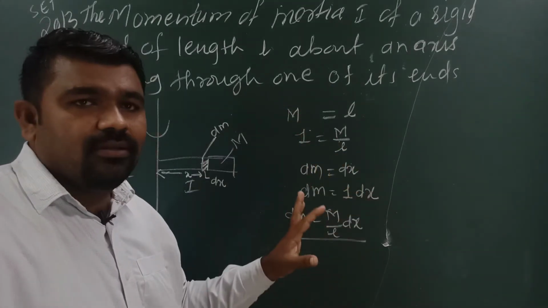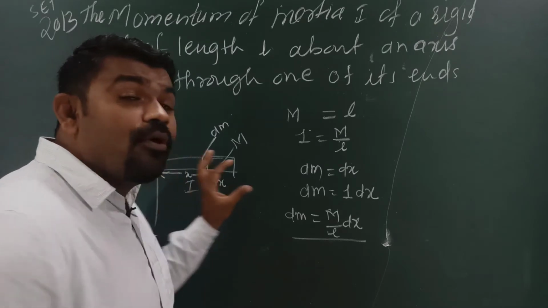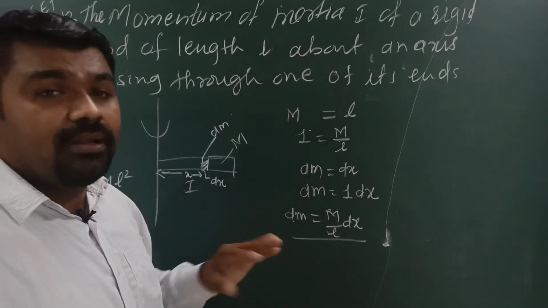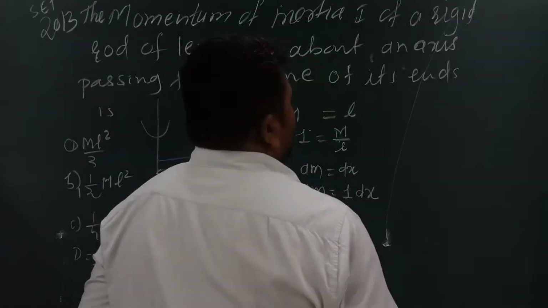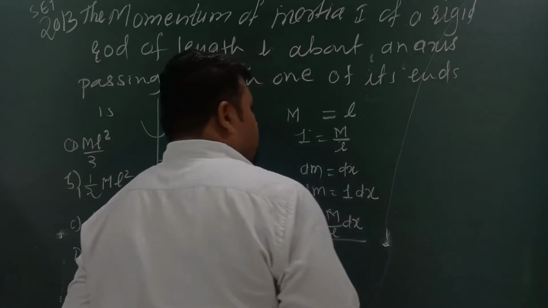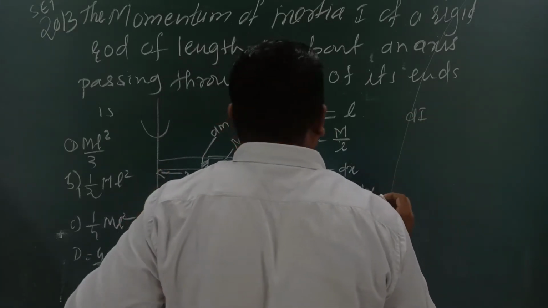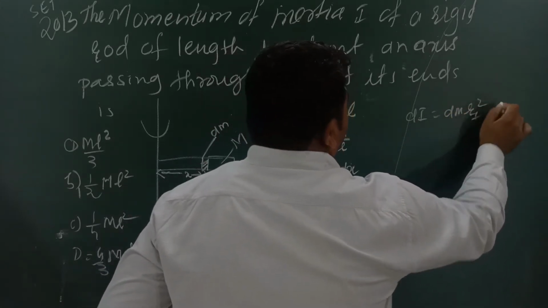This construction you can use to solve any problem. Use this trick for uniform mass distribution. Here, it is a uniform mass distribution, nothing else is mentioned, so by default this is uniform. And we know that the moment of inertia of the smaller element is dm into r perpendicular square.